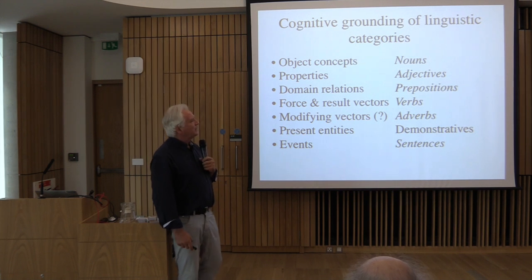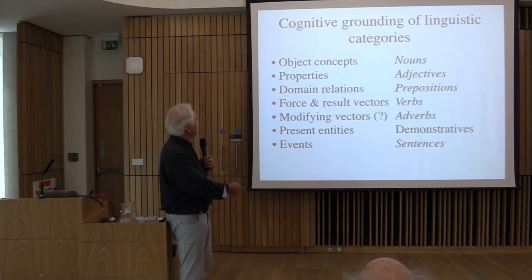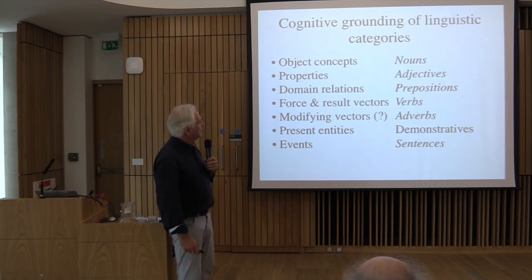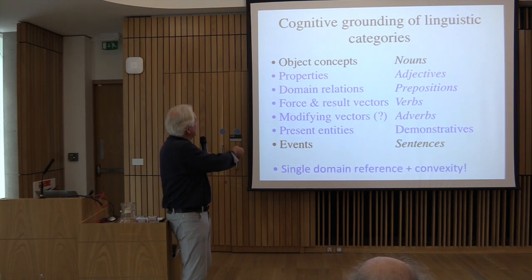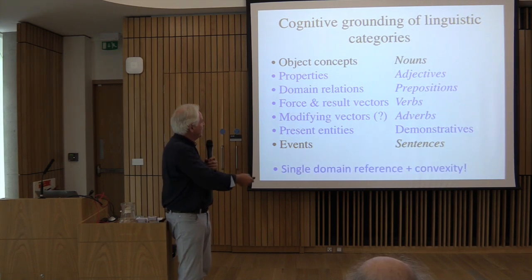Let me summarize this cognitive grounding of categories. I've talked about object concepts represented by nouns, properties, adjectives, domain relations, prepositions, not only spatial domain relations, force and result vectors, verbs, modifying vectors, I didn't mention, present tenses, and yeah, demonstratives, events expressed by sentences. Object concepts are an exception. Sentences are not a word class.